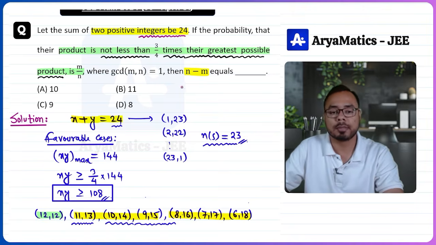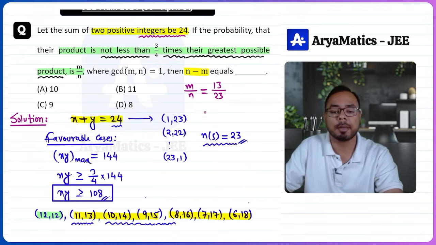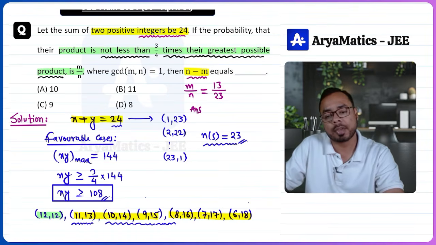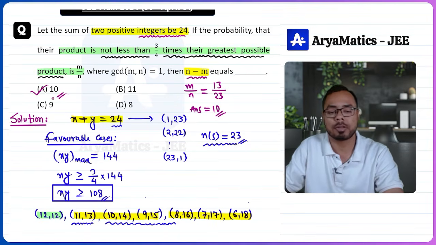So here this probability m by n will be the number of favorable cases, which is 13, divided by the total number of cases, 23. We have to find n minus m, and remember this should be in lowest form. So clearly there is no common factor between 13 and 23. In fact, both of them are prime numbers. So here if you calculate the difference of those two, n minus m, 23 minus 13, that will be 10. And therefore the correct answer for this problem will be first option.